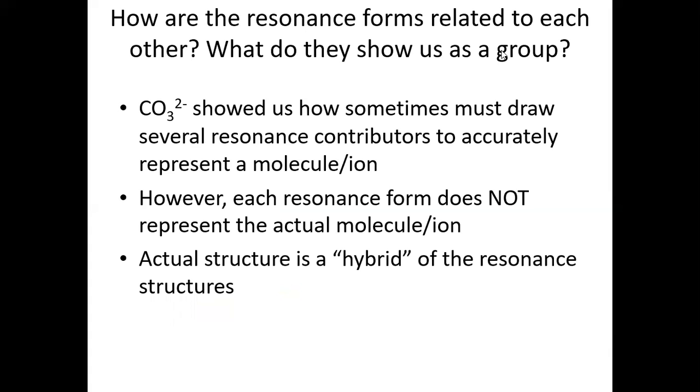So what she has here is: how do resonance forms relate to each other? What do they show us as a group? So carbonate, when you draw it out, you have to draw several resonance contributors. You should be able to get 3 resonance structures. Each of those forms is unique, and they don't actually represent our CO3 2-, our carbonate ion. If you took the average of all 3 of the Lewis structures that we can draw, that is what the actual molecule will look like. So don't forget that. The actual structure is a hybrid of our resonance structures, right?